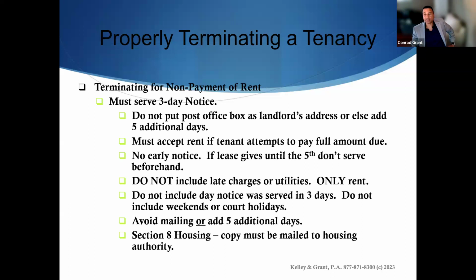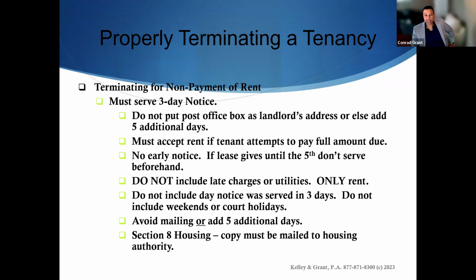Do not include the day the notice was served when you're serving it. So if you serve the notice today, you cannot count today. Day 1 would be tomorrow, which is Thursday. Day 2 would be Friday. And then we skip weekends and holidays, and day 3 would be Monday. Avoid mailing, or you have to add 5 extra days, okay?